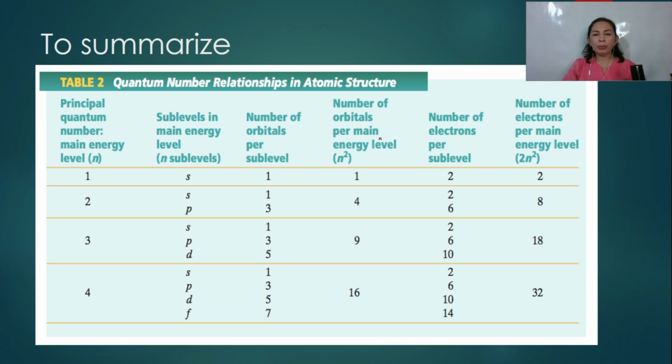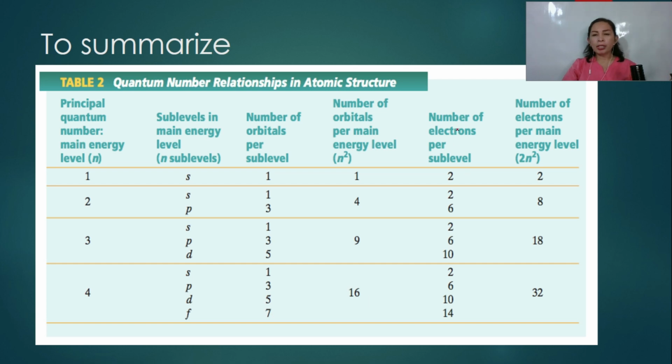So we have here the number of orbitals per main energy level, which has the formula n squared. Energy level 1, we only have 1 orbital. Energy level 2, we have 4, 1s and 3p. The third energy level has a total of 9 orbitals, 1 plus 3 plus 5. And the fourth energy level has 16: 1, 3, 5 plus 7 is 16.